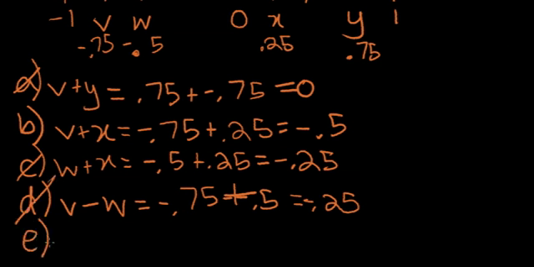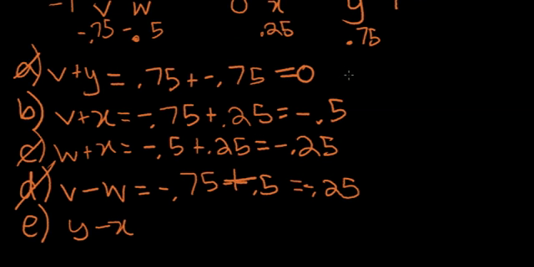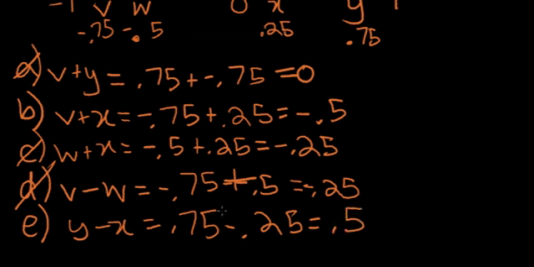And finally, choice E, just to make sure, Y minus X. Y is 0.75 and X is 0.25. So 0.75 minus 0.25 is equal to 0.5. And since that's not the lowest value, that's the highest value, but we're looking for the lowest value, so this is crossed off. Our only answer left is choice B.